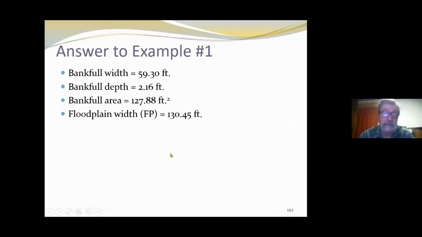And for the answer to what we want to build for that reach, we have a bankfull width, again, as I mentioned, of nearly 60 feet, a depth of 2.16 feet, a bankfull area of 127 or 128 square feet, and a floodplain width of about 130 feet. So again, fairly straightforward, something that you can do on a sketch right there in the field and be able to present, if you need permits, to the permitting agency, and give to your bulldozer operator, and he can go in there and construct that.